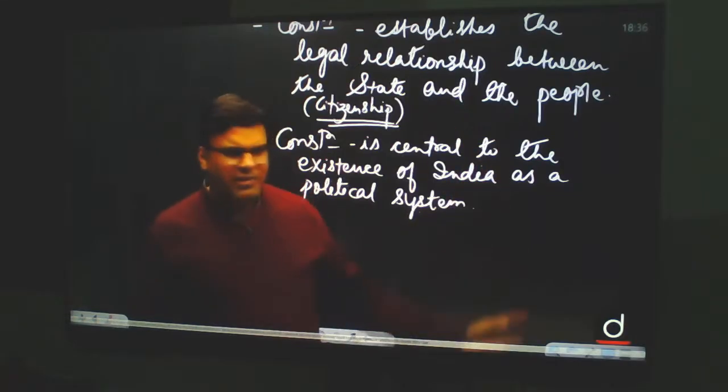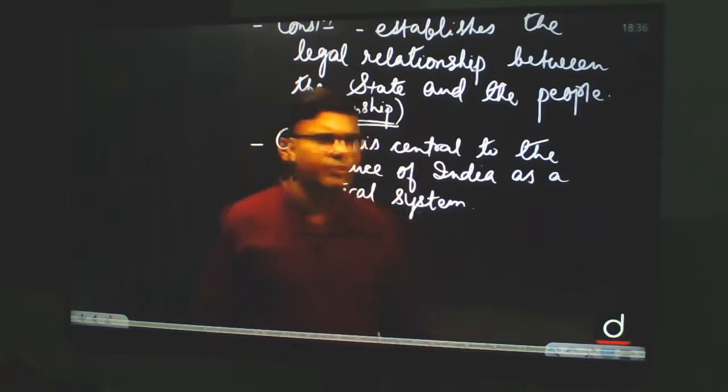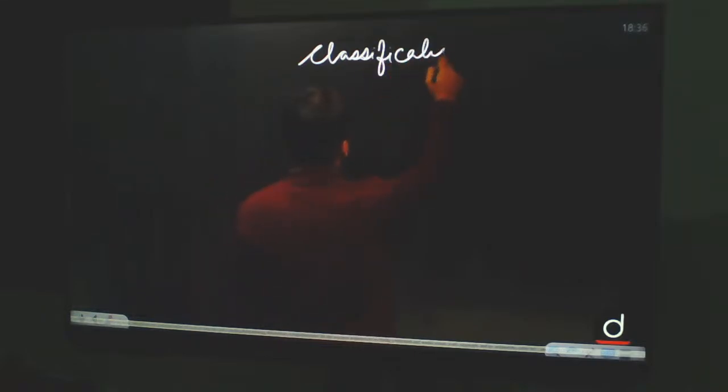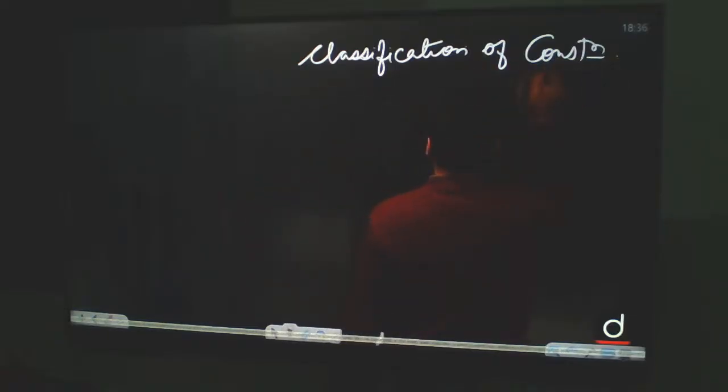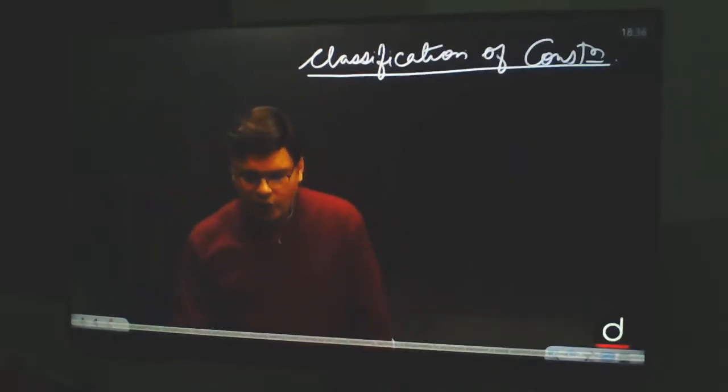So that is basically a small introduction on the idea of a constitution. Now the second part of the discussion is more about how you classify the constitution. Classification could be many. There are so many different ways in which a constitution is classified. But we are going to classify constitution into certain types, as per the demands of the syllabus and the paper. So, for example, there is a very popular classification of constitution.